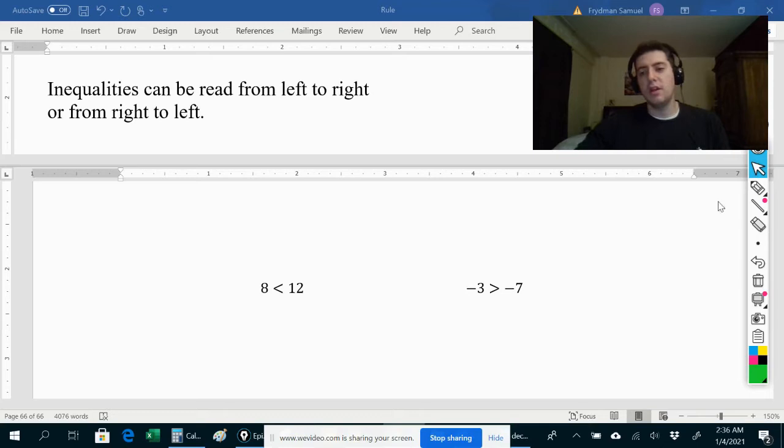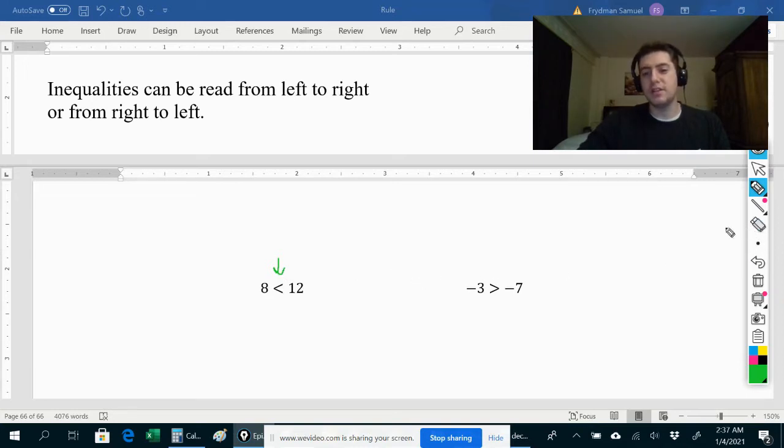Some people like to call this the less than symbol, and I really don't like calling it that, because when you're reading it from left to right, then you do say less than, but you could also read it from right to left, and you could say 12 is greater than 8. So that's why I don't like to call this the less than symbol like some people do.